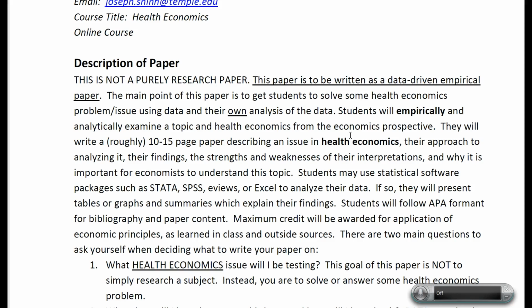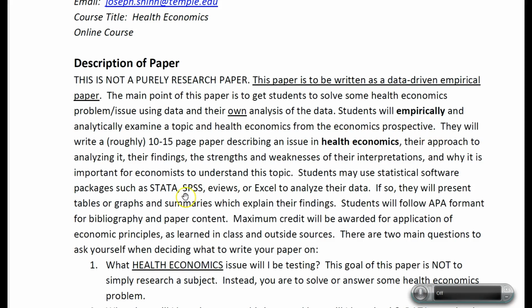The best way to do this is to actually look at the book, look at the topics we're covering, and get ideas from that, because the basic theory should be embedded in one of the theories that we're going to discuss in the course. Again, 10 to 15 pages, and that is 10 to 15 written pages. That's after you take out the bibliography, title page, graphs, charts, all that.